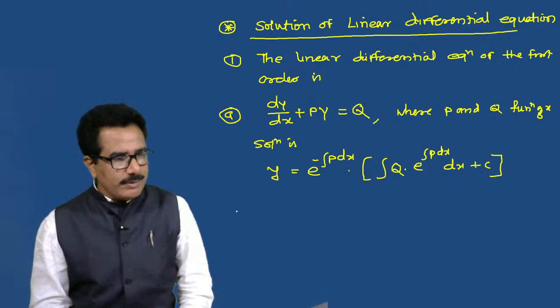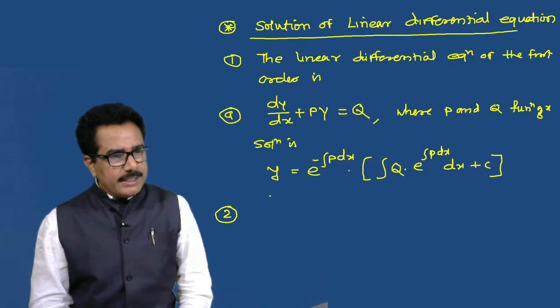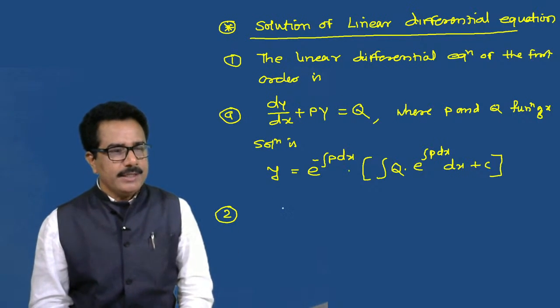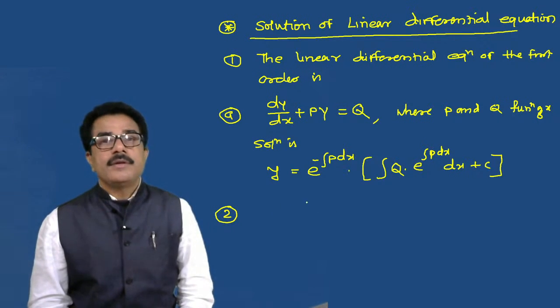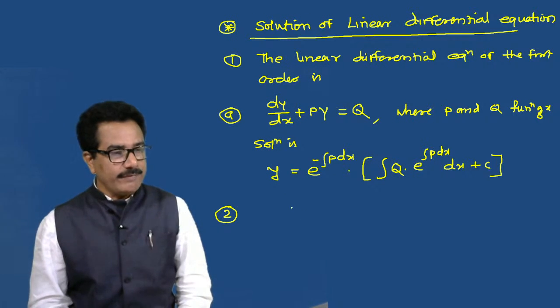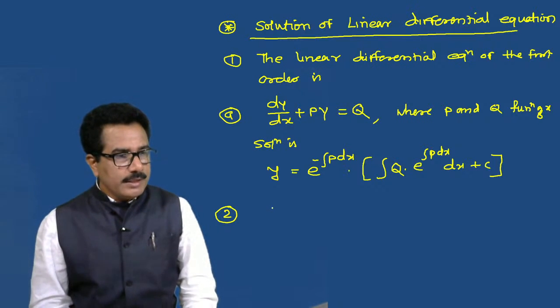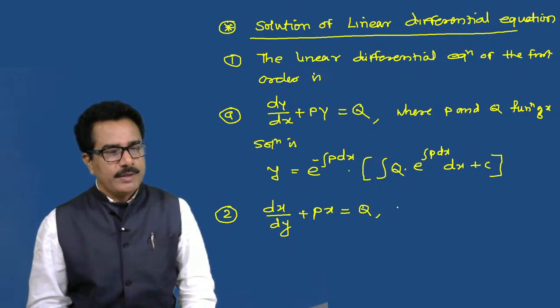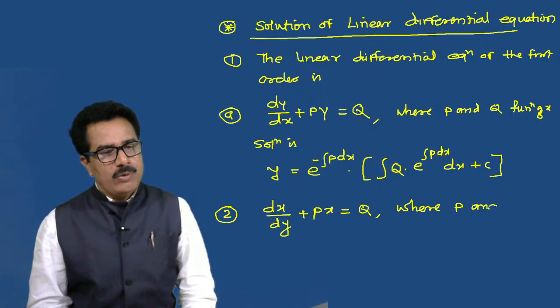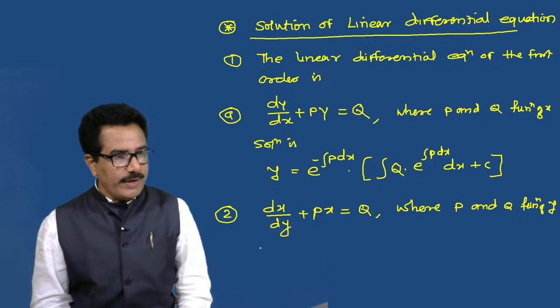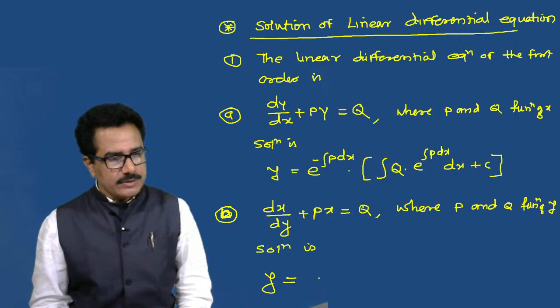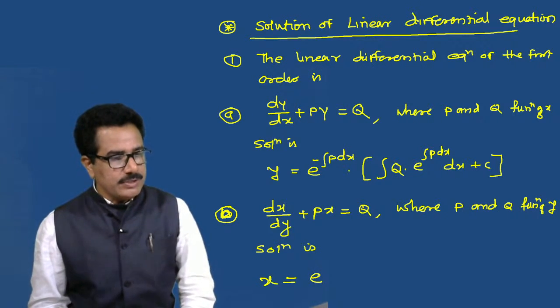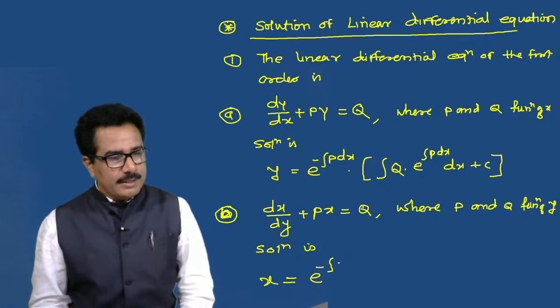We can also write the same differential equation in a second way. If the same differential equation comes in the form of y, here e raised to integration of p dx, e raised to integration of p dy are called the integrating factor. Now we can write this also in the form dx by dy plus px which is equals to q, where p and q are functions of y. Here remember, p and q are functions of y. Then its solution is, we can write this as b. Then the solution is, sorry, here x comes, x is equals to e raised to minus integration of p dy.